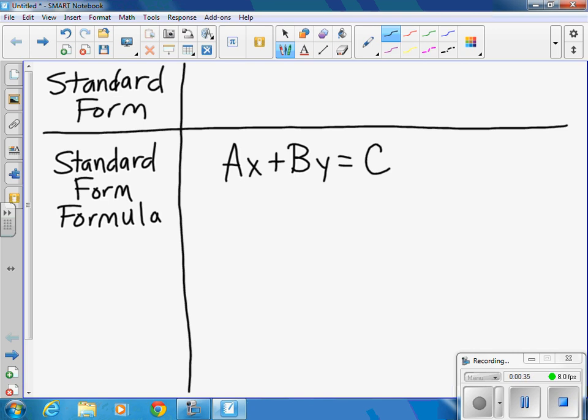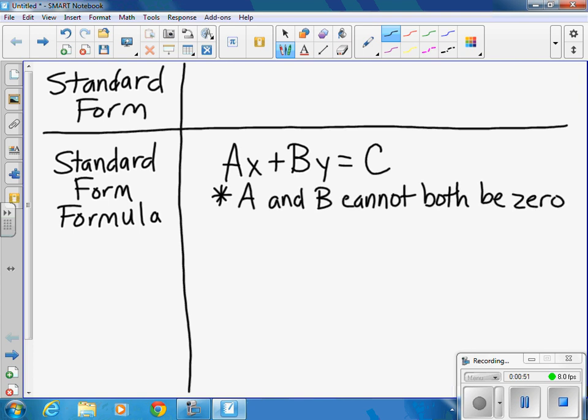The rules surrounding this, there are 3 of them that must occur and must exist for your equation to be written correctly. A and B cannot both be 0 at the same time. One of them can be 0 or not at all, and the other one can, right? But both cannot not exist at the same time, because then you don't have anything left in your equation, right? And that's not a possible thing to do.